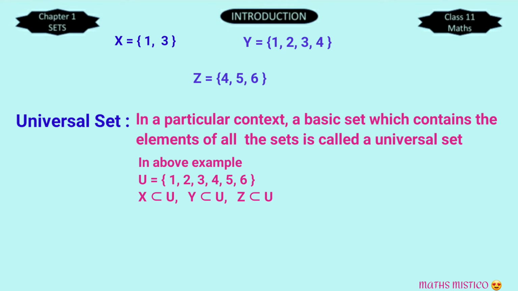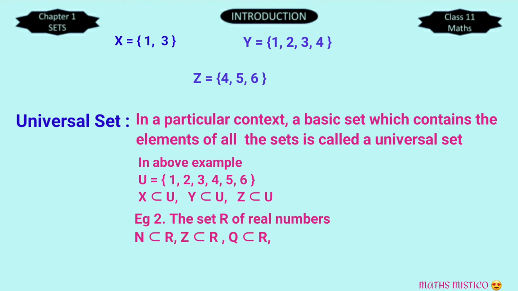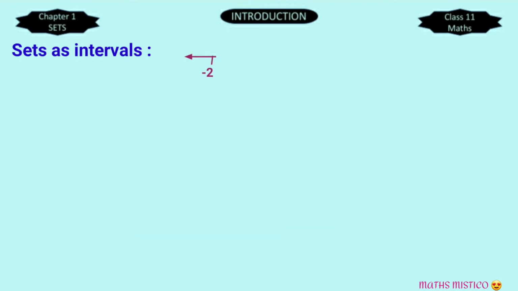Another example of universal set is the set R of real numbers, which can be considered as universal for the situation where we are dealing with standard sets like N, Q, or Q plus, etc. So a universal set may be finite or infinite. In junior classes, you have learned to represent or locate various numbers on the number line. So you are familiar with the fact that even a small part of a number line contains infinitely many points.